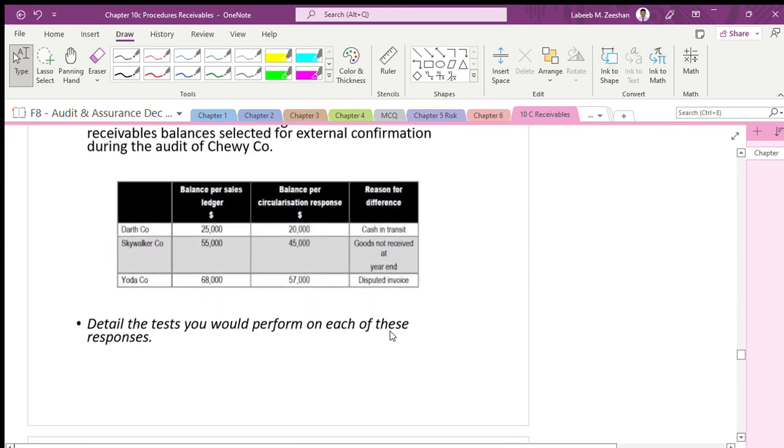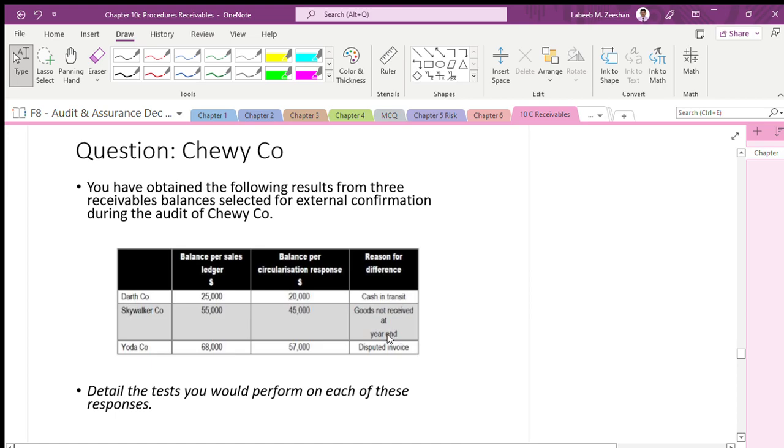What they have mentioned is that you have obtained the following results from 3 receivables selected for external confirmation. The balance per ledger is 25, the balances are circularized, and the response is 25. The reason is there is cash in transit, cash of 5,000. It means you have issued the check, but the check has not been deposited, and has not been received.